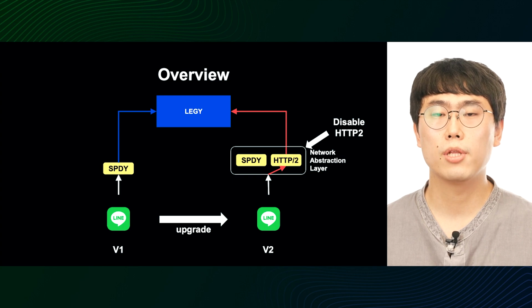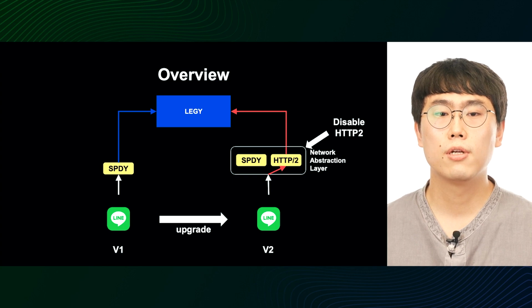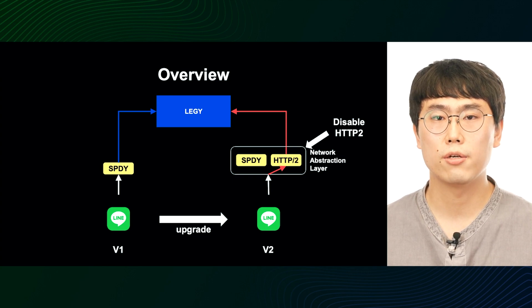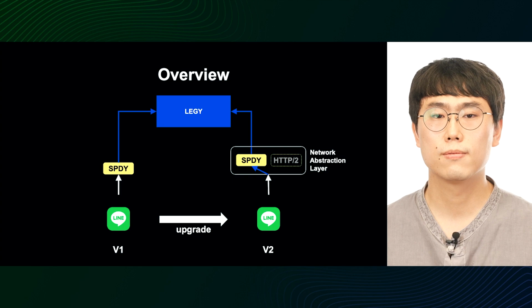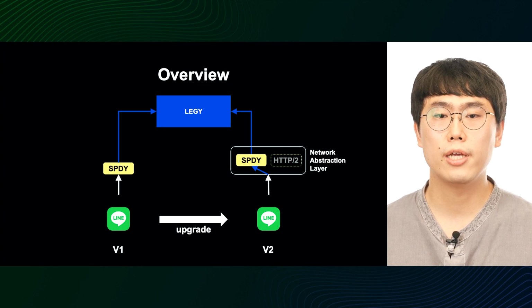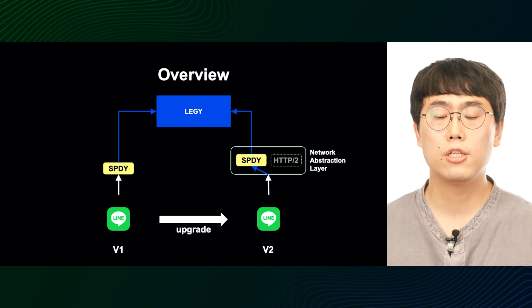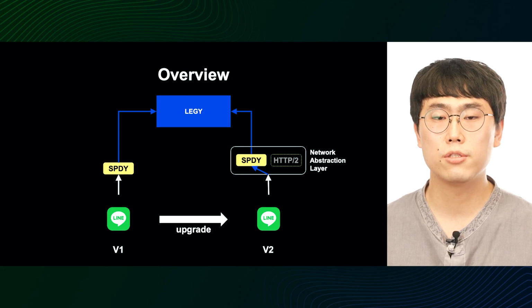When we need to disable HTTP2 for all clients, we update the external configuration. The updated configurations are propagated to the client's network abstraction layer. Then, the abstraction layer excludes HTTP2 from the usable protocol list, and the client uses only SPDY. Of course, if we turn on HTTP2 in the configuration, the Network Abstraction Layer starts to use HTTP2 again.